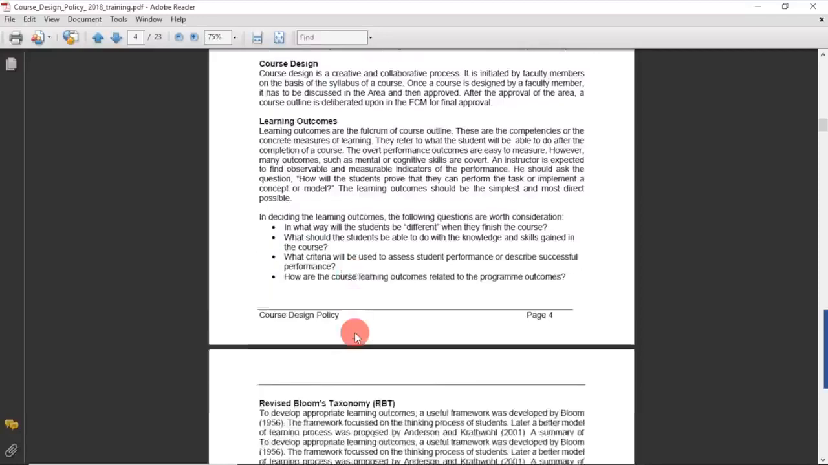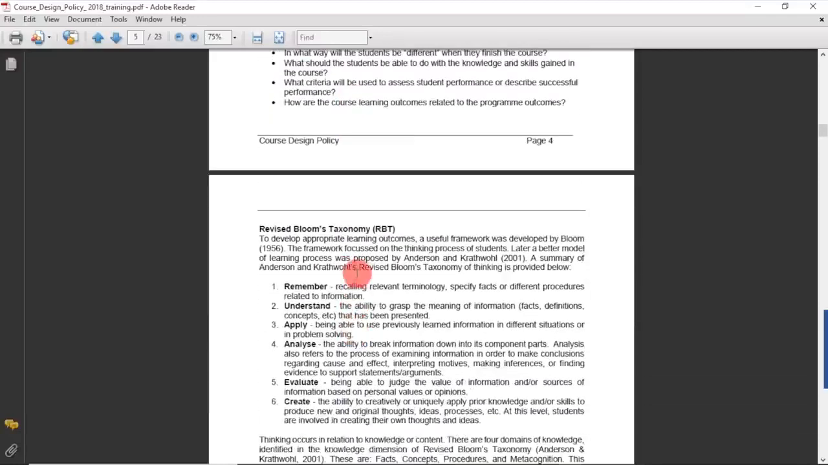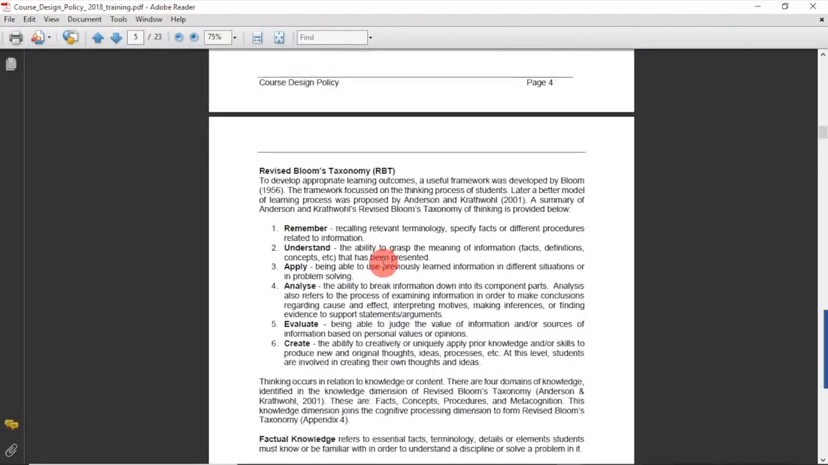So we emphasized learning outcomes, and then we talked of Bloom's taxonomy, which I discussed in my previous session. And you will find that through this particular course design policy, I'll be talking of another taxonomy, which was the development of a revised Bloom's taxonomy. It was revised by Rothwell and Anderson, but was basically based on the revision of Bloom's taxonomy, which was developed in 1956. So in 2001, a revision of Bloom's taxonomy was given. Through this document, you will be able to understand that revision also.